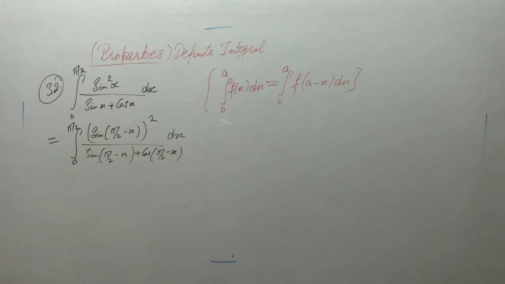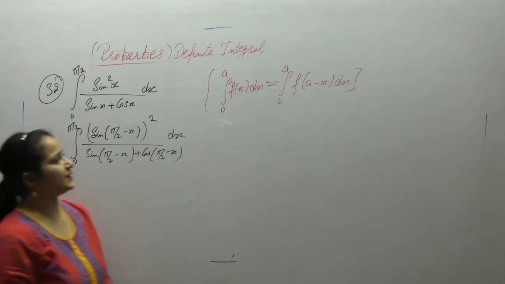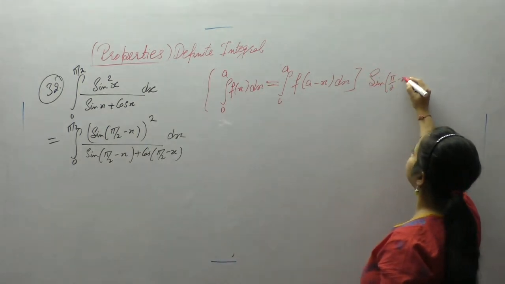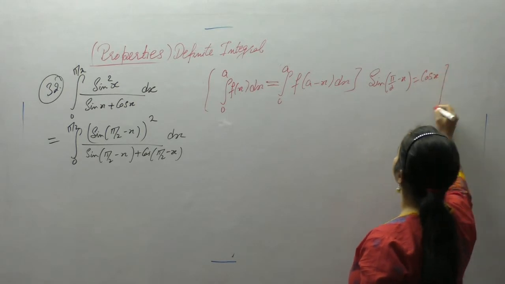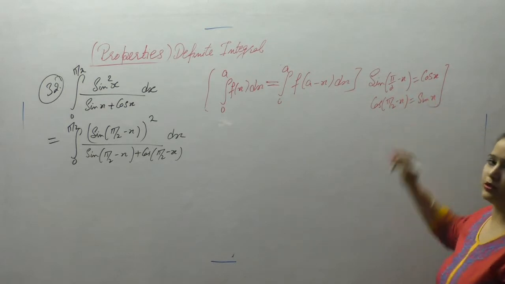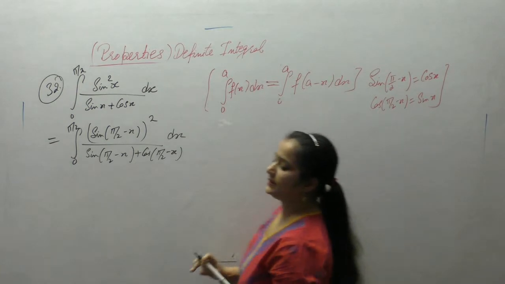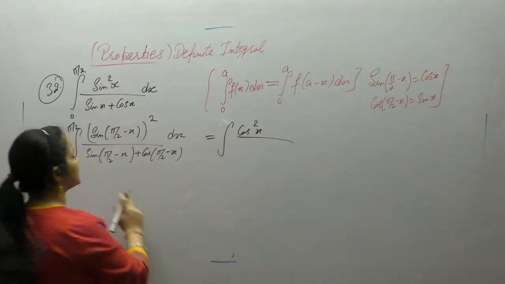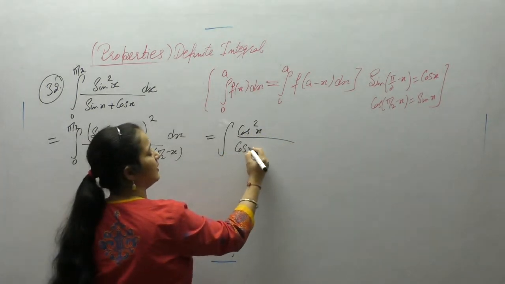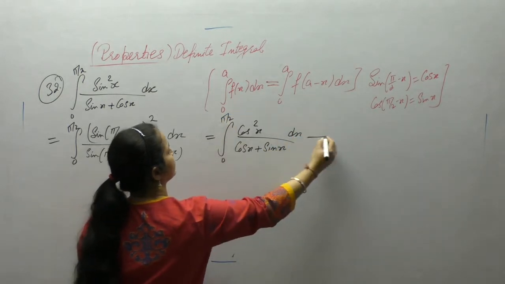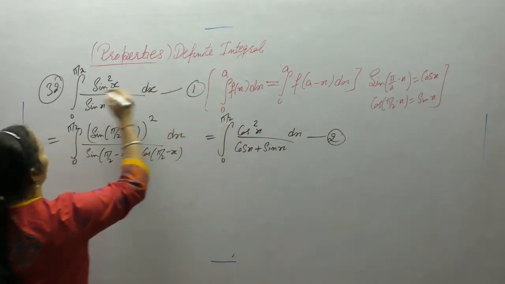Now we know the formula: sine 90 minus x is equal to cos x, and cos 90 minus x is sin x. Use this formula here. Sine 90 minus x is cos, so cos square x, and the denominator becomes cos x plus sin x. The limit is the same. Again add 1 and 2.